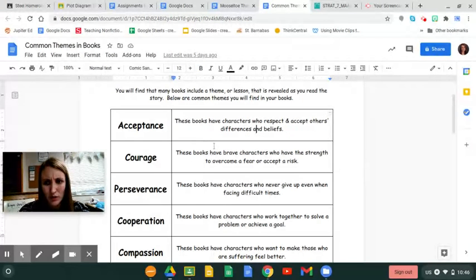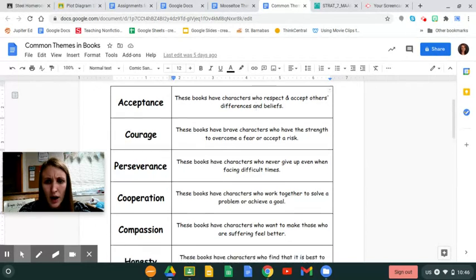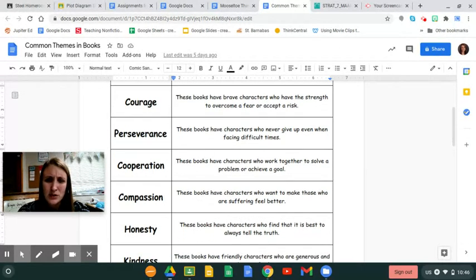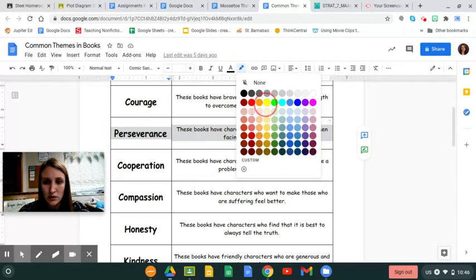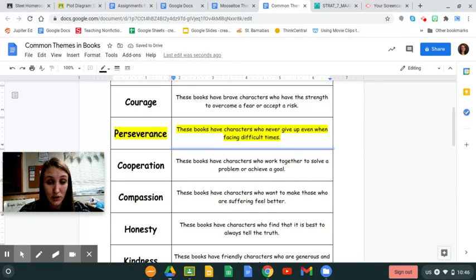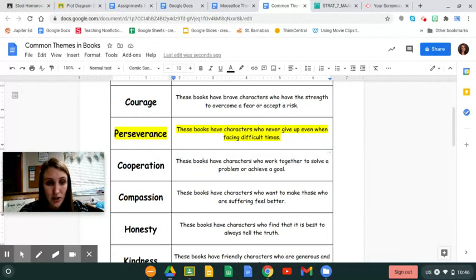So that would be a no for that one. He didn't have to go through something really courageous through this. So I don't think courage is it either. Perseverance. He never gave up when he was facing difficult times. Yeah, I would say that could be an option. So let me highlight some different options here. I might highlight that one just to look at that. Now that's not to say that that'll be my final theme. I need to look at some different themes and see which one fits it best.